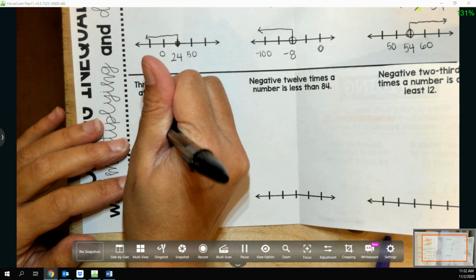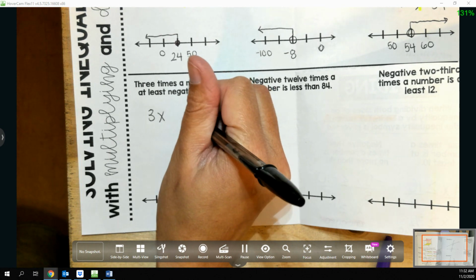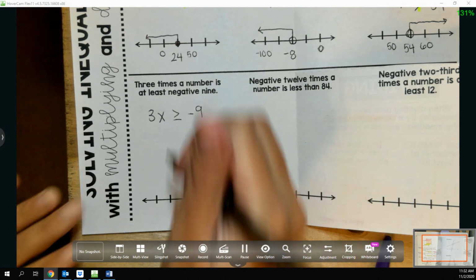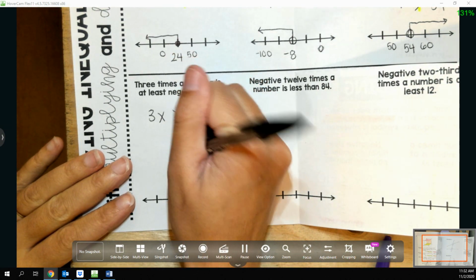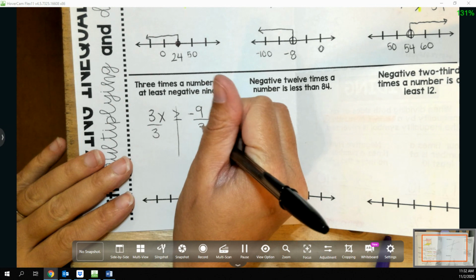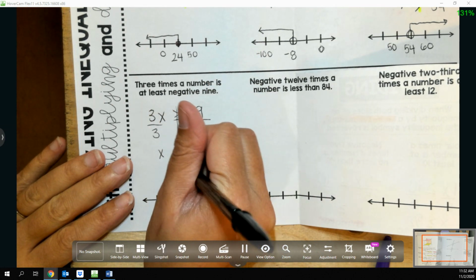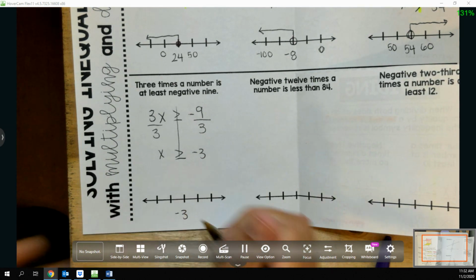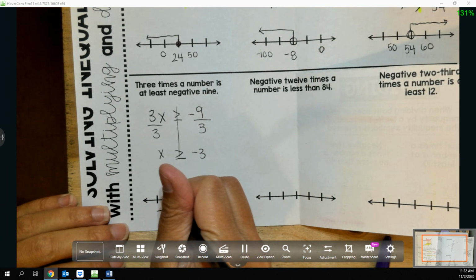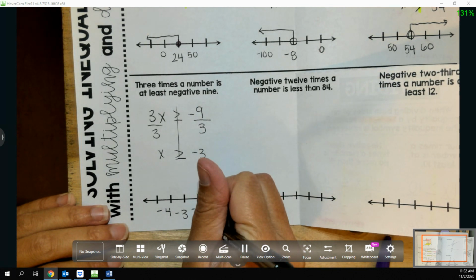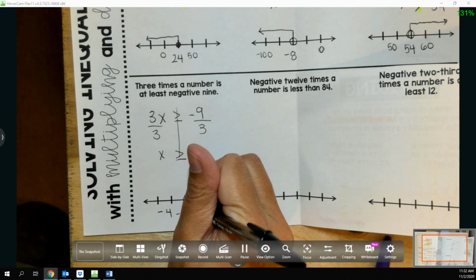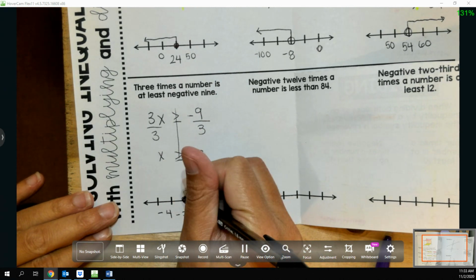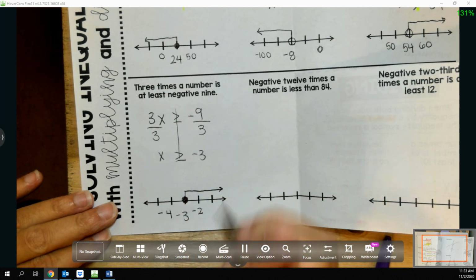3 times a number is at least negative 9. So at least is greater than or equal to. I would divide both sides by 3. So x will not change. And then negative 3 because both numbers were positive. So negative 3, something that's smaller than that is negative 4. Something that's bigger than that is negative 2. And I can be equal to, so filled in circle. And then x is trying to be bigger, which is towards 0, and all these numbers over here.